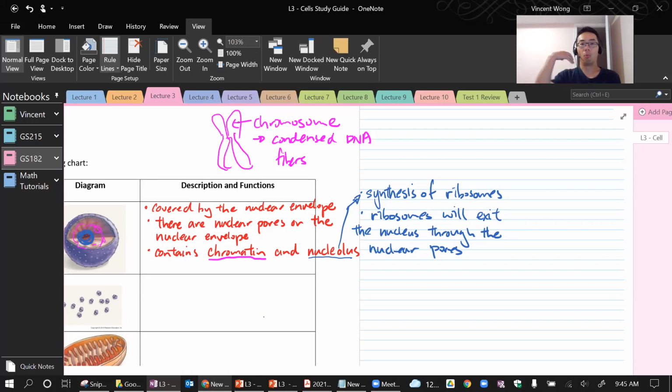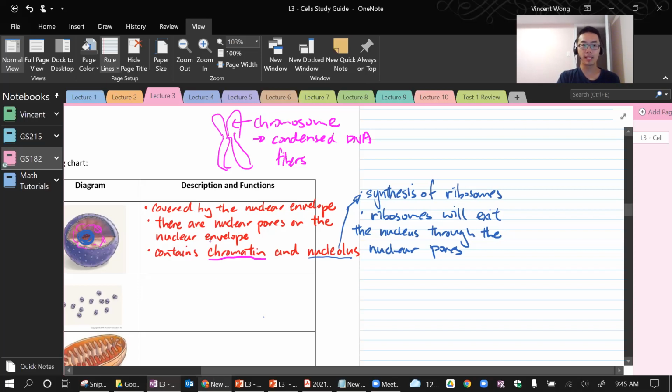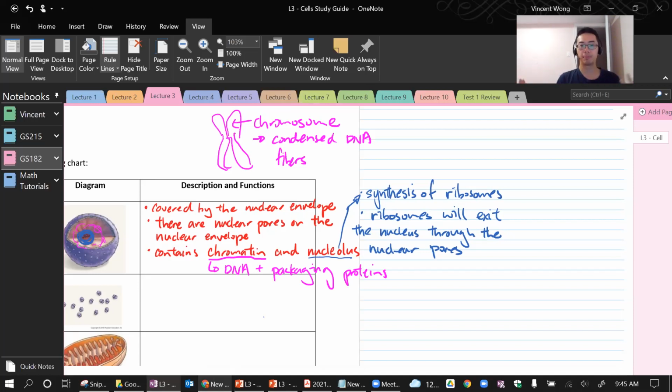So what does the DNA look like for the rest of the time? For the rest of the time, it exists in the form of chromatin. Chromatin is basically DNA plus packaging proteins. So not the condensed version, not the chromosome. This is a more relaxed, more opened up version, and you want that. You don't want it to be super compact. When it's more open, you can access the genes easier. So that's the difference.